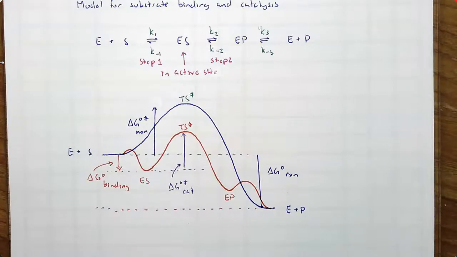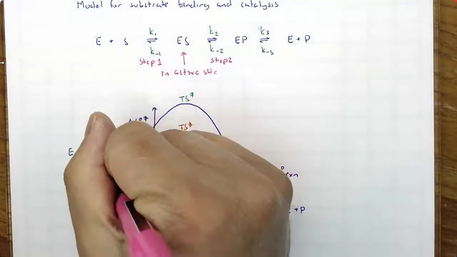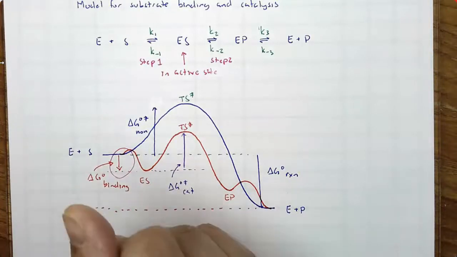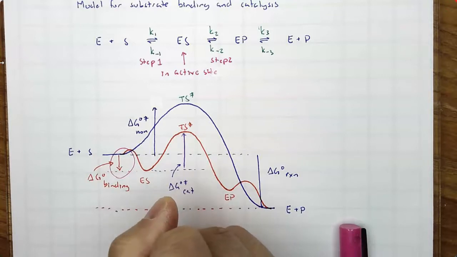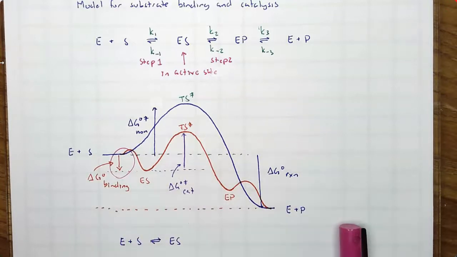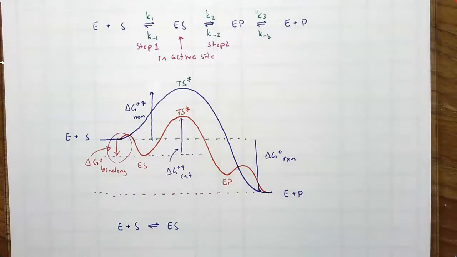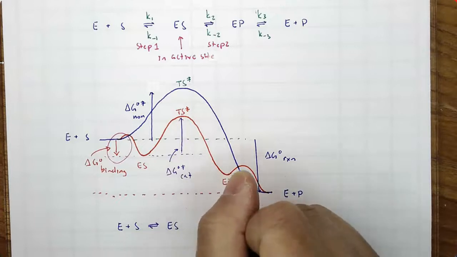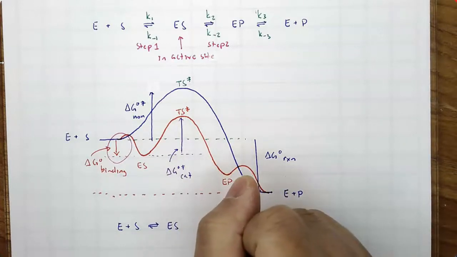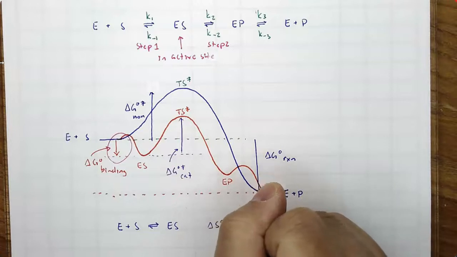Maybe what I can say here, though, is that I started to discuss the entropy of this process. So we have here E plus S going to ES, and we predict that the entropy is positive, right? Because, no, not positive, negative, because we get more ordered. So it's not entropically favorable, right? We're losing entropy. So delta S is negative.